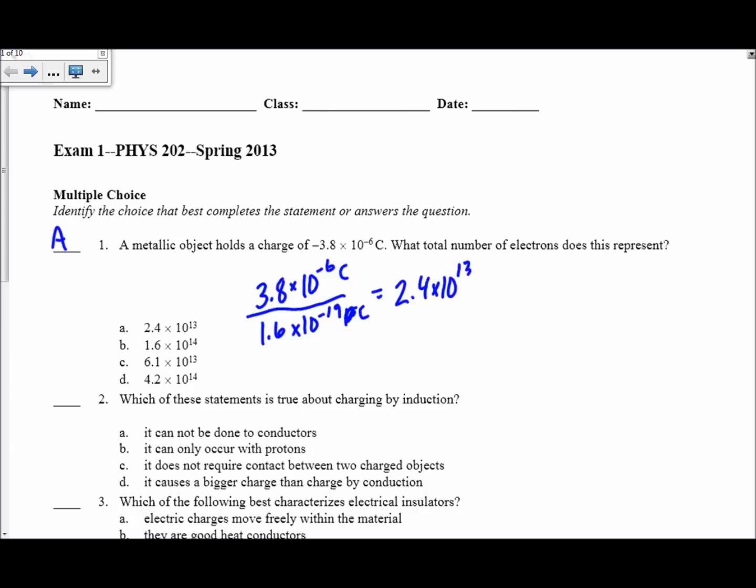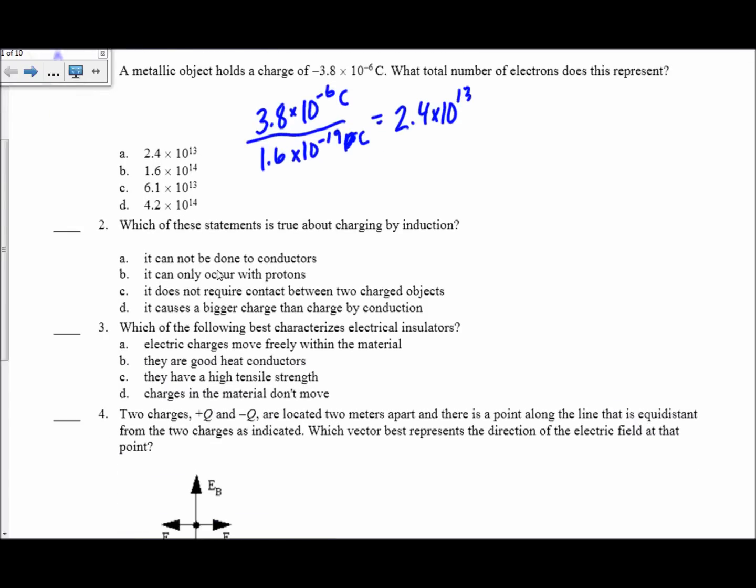That's A. Which of these statements is true about charging by induction? It cannot be done to conductors. That's not true. It can only occur with protons. That's not true. In fact, it usually occurs with electrons. Does not require contact between two charged objects. Okay, that is true. And it causes a bigger charge than by conduction. So the answer is C.